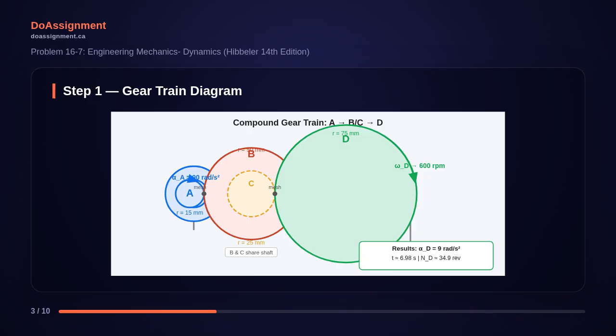Here is the gear train layout. Gear A meshes with gear B. Gears B and C are locked on the same intermediate shaft, so they share the same angular velocity. Gear C then meshes with the larger gear D. We need to trace the angular acceleration and velocity from A all the way through to D.